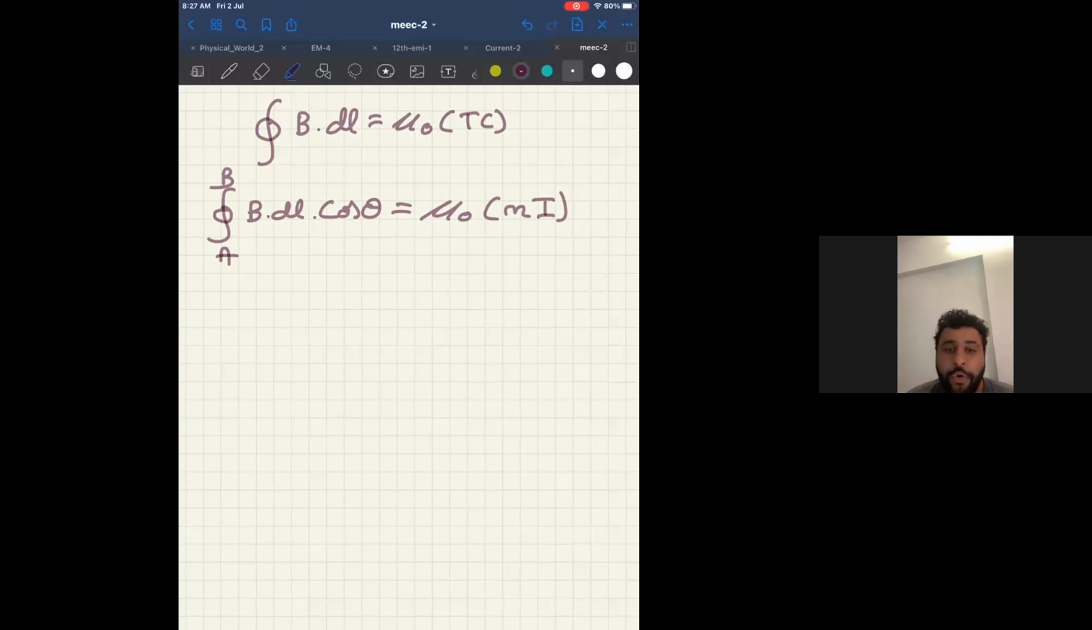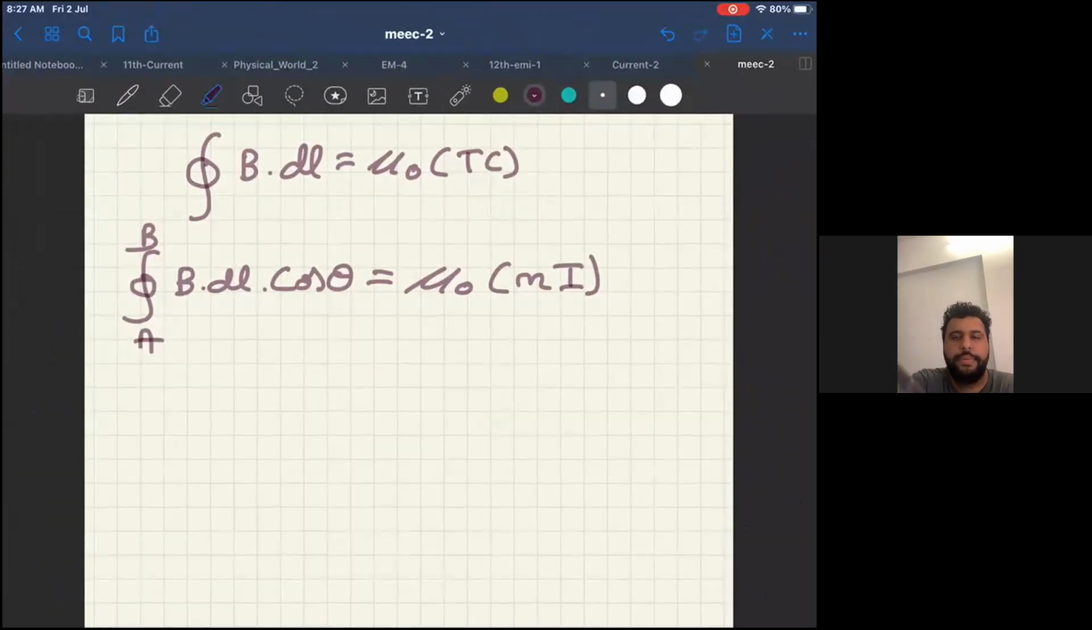Now, I told you what is the difference between integration and closed integration. What does closed integration mean? It means integration of A to B plus B to C plus C to D plus D to A. Do you understand the meaning of closed integration? Do you remember, in the beginning, I told you the difference between integration and closed integration, correct?